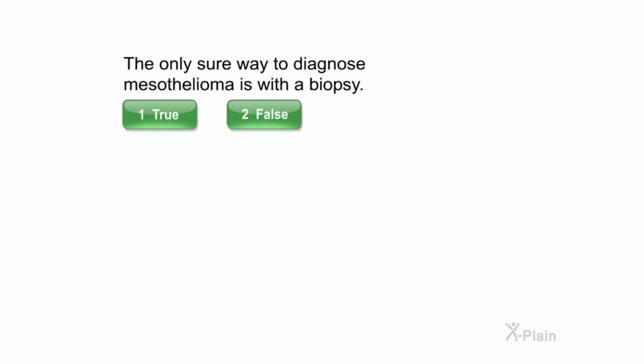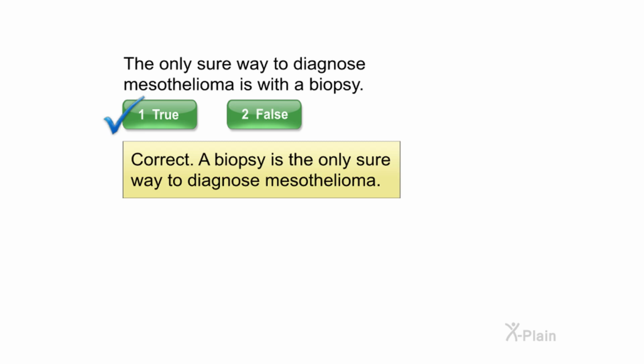The only sure way to diagnose mesothelioma is with a biopsy. Select true or false. Correct. A biopsy is the only sure way to diagnose mesothelioma.